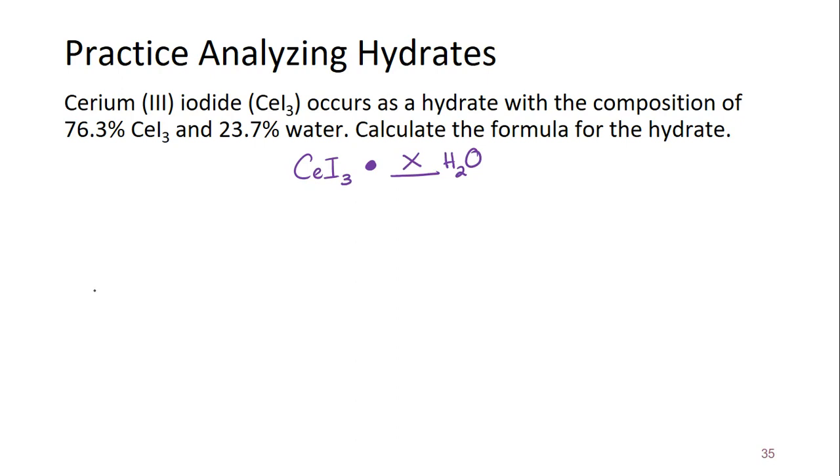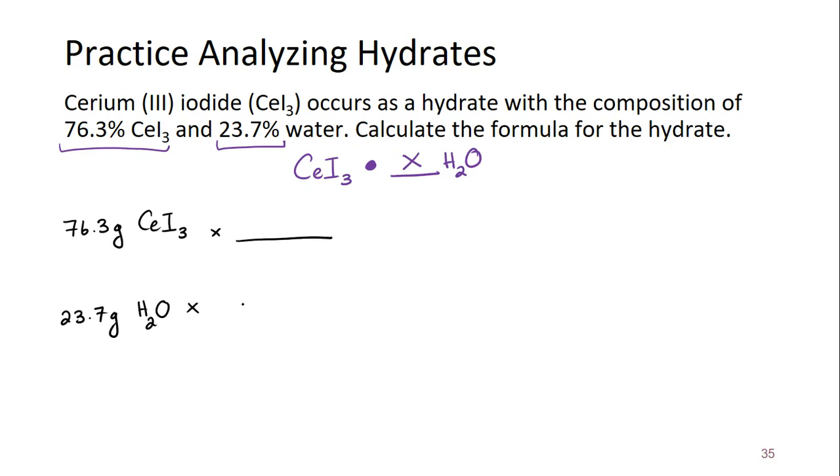They tell us that it's 76.3% cerium iodide and 23.7% water. Since that adds up to 100%, we can directly translate these into grams. So 76.3% cerium iodide means you have 76.3 grams of cerium iodide. Then you have 23.7 grams of water. Then convert these into moles. So you end up with moles of CeI3 and moles of H2O.